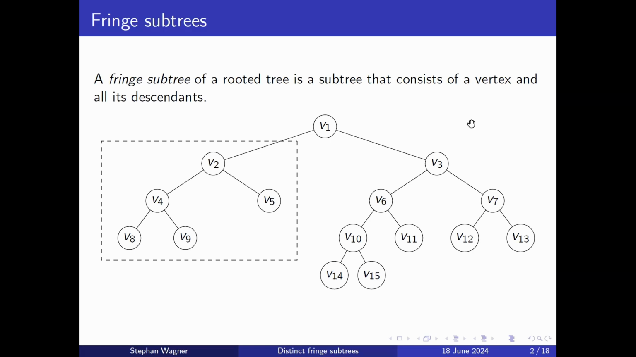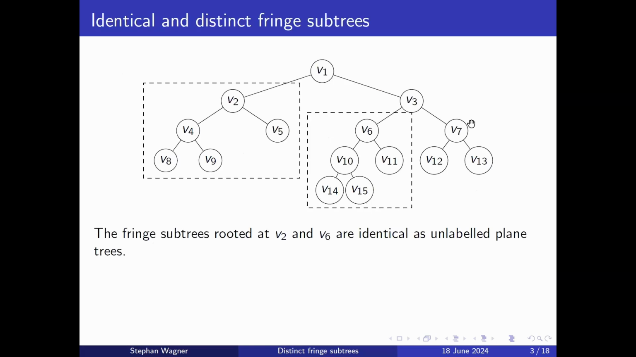So you notice in this example perhaps that some of the fringe subtrees are of the same shape. For example, the fringe subtree at V2 and the fringe subtree at V6 are isomorphic as unlabeled plane trees, right? If I ignore the labels and just focus on what the shape of the tree is, then these are the same.